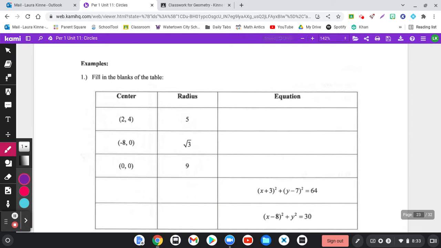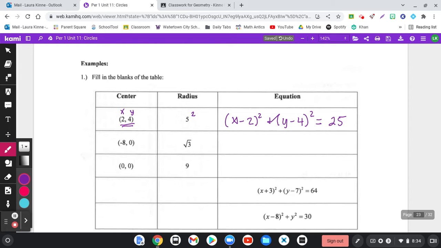So the equation, if your center is 2, 4, this is your x and your y, or your h and your k in that case. So it's x minus 2 squared plus y minus 4 squared equals your radius squared, which is 25.